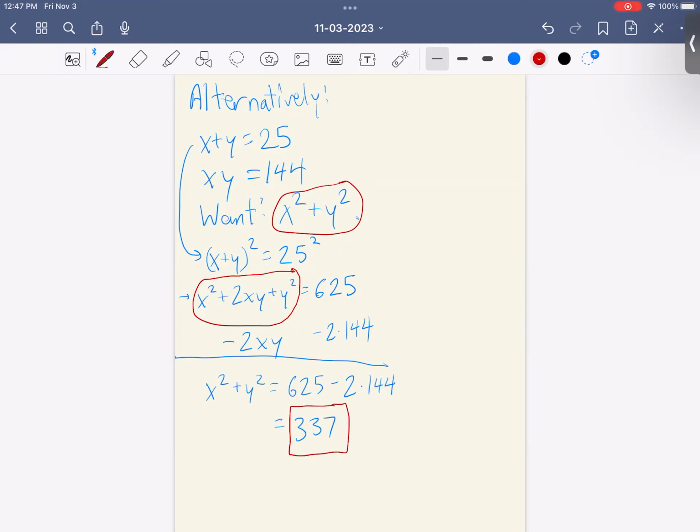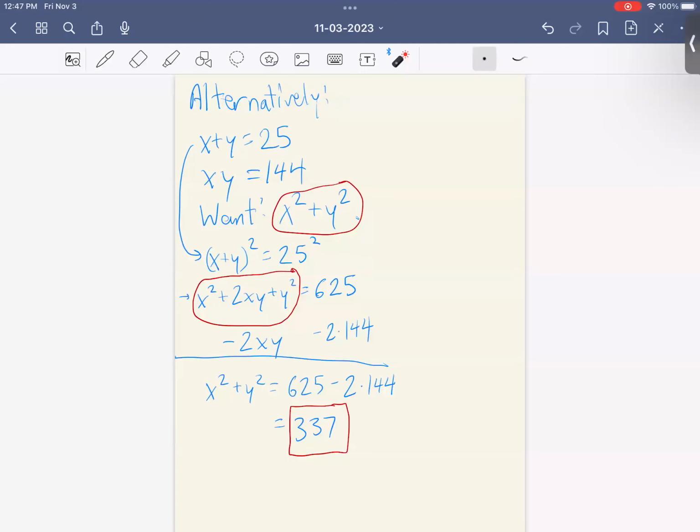So this is a bit of a faster solution because you don't have to solve individually for the x and the y, but the other solution is completely fine. It works. It just takes a little bit longer because you have to solve for x by itself and for y by itself.